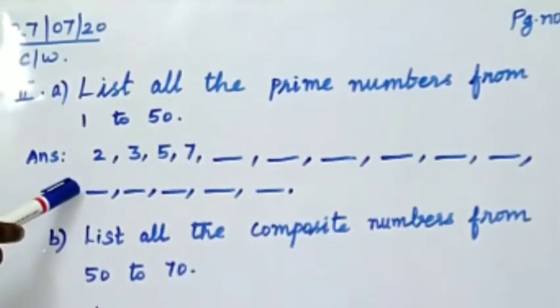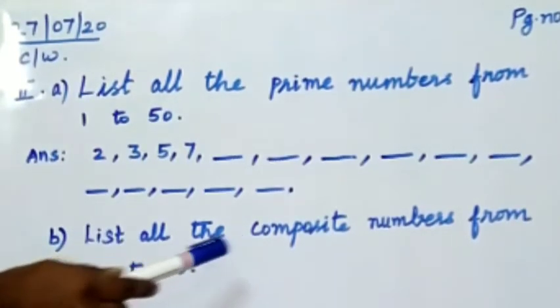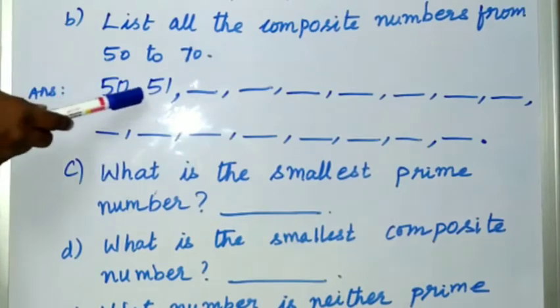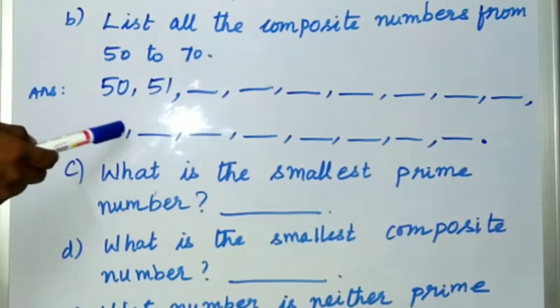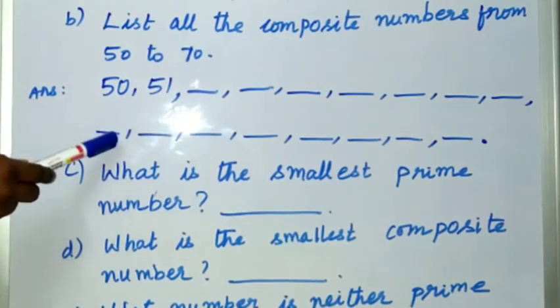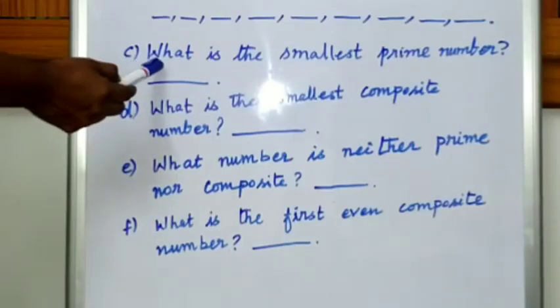Then I listed a few prime numbers: 2, 3, 5 and 7. You have to find the remaining prime numbers. Leave one line and write the second question. B: list all the composite numbers from 50 to 70. The composite numbers starting from 50 are 50, 51, etc. You have to find the answer for question B.